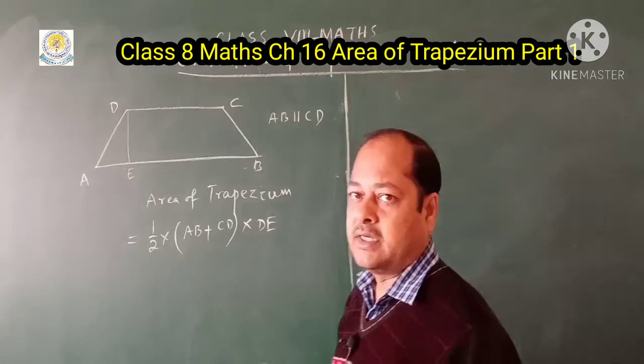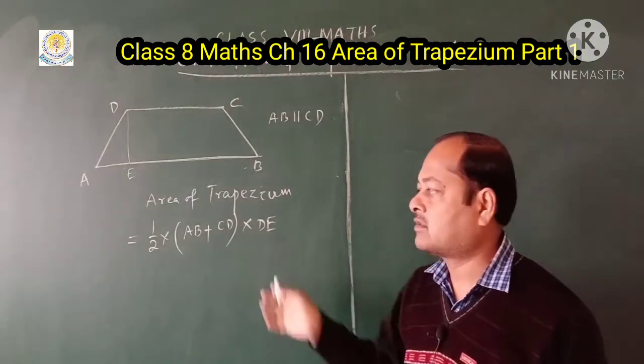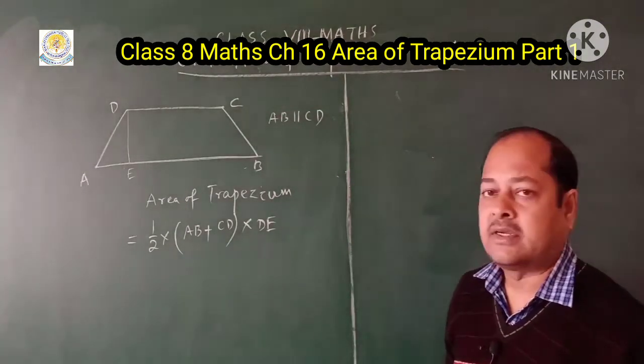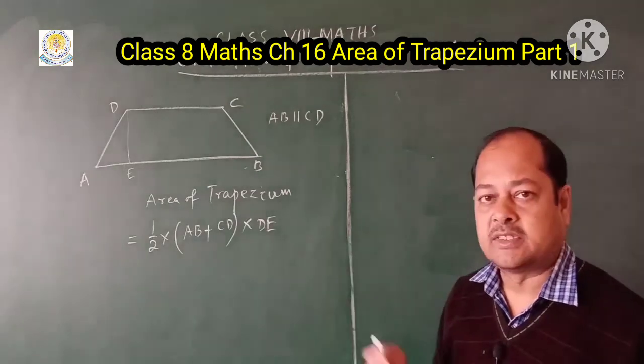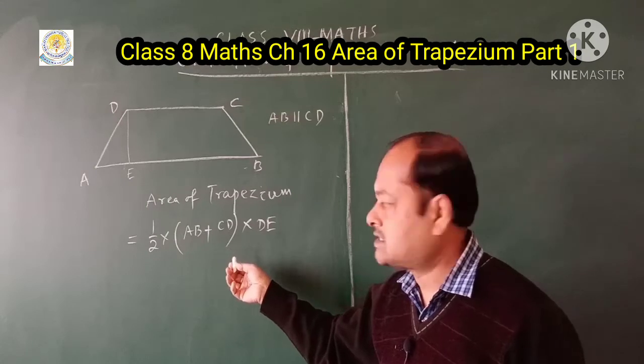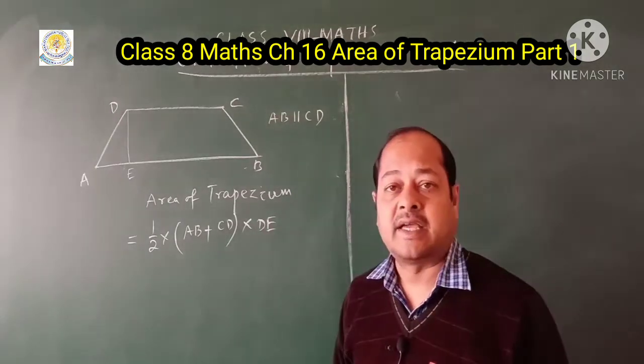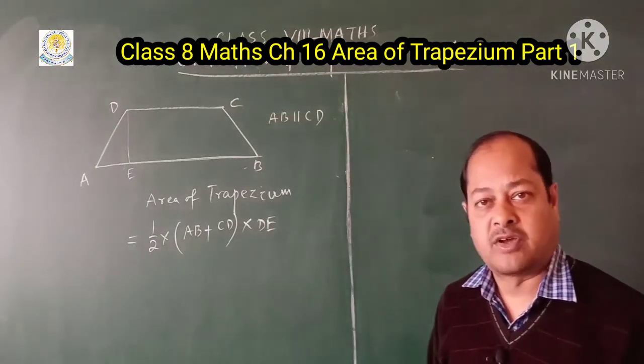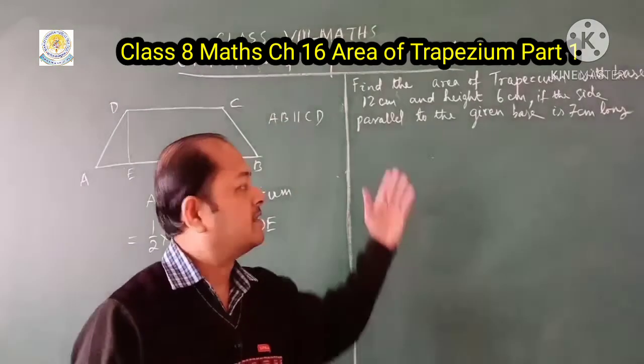So any value is there, so we can find the area of the trapezium using this formula. Once again I am repeating the formula: half into the sum of two parallel sides into height is the area of trapezium formula. Okay, now look at this word problem.